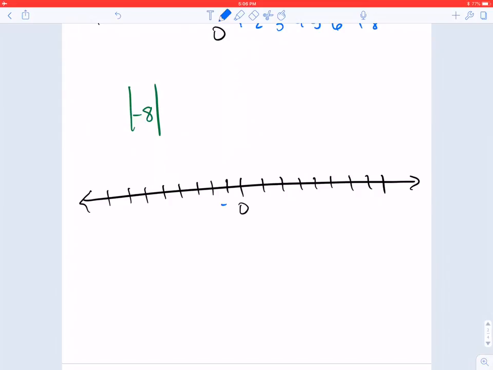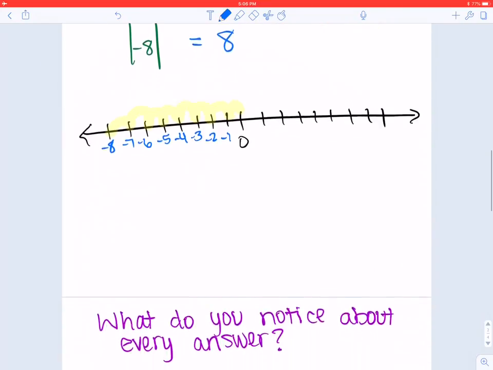What about -8? Start by drawing my number line. And now I want to know how many space hops it's going to take. 2, 3, 4, 5, 6, 7. It hopped 8 times. The absolute value of -8 is 8.